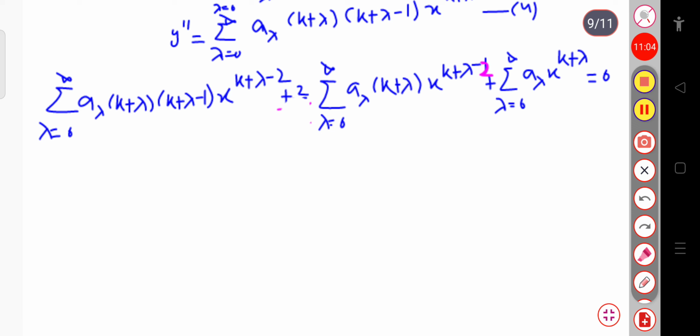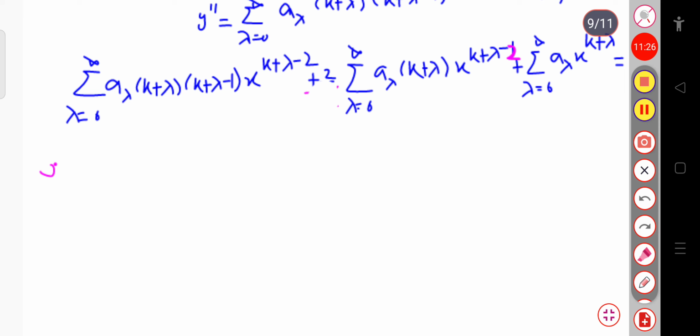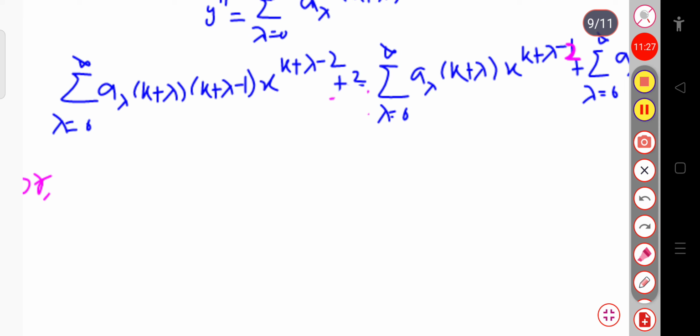Now you can see in this term the x power is k plus lambda minus 2, and a lambda k plus lambda is present, and here also a lambda k plus lambda term is present. So I can take this term as common, for only the first term and second term. Let me take sum over lambda 0 to infinite a lambda into k plus lambda as common.